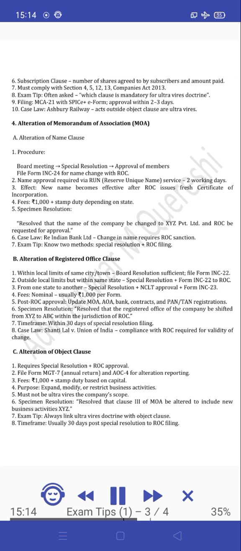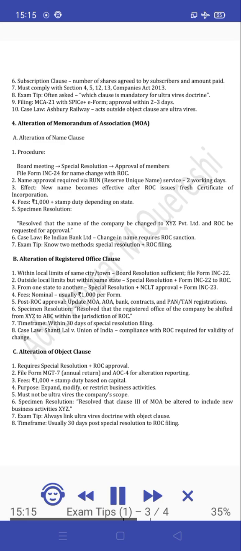B. Alteration of registered office clause. 1. Within local limits of same city or town: Board resolution sufficient. File form INC 22. 2. Outside local limits but within same state: Special resolution plus form INC 22 to ROC. 3. From one state to another: Special resolution plus NCLT approval plus form INC 23. 4. Fees: Nominal. Usually 1,000 rupees per form.